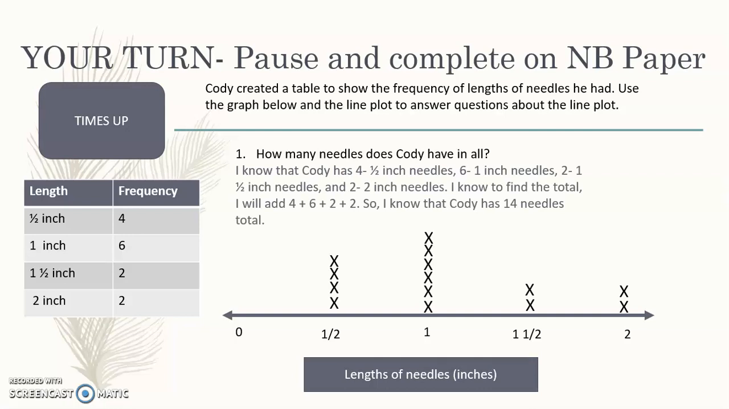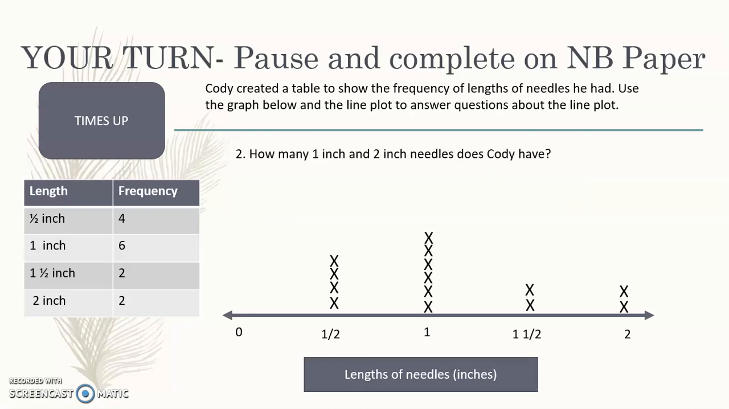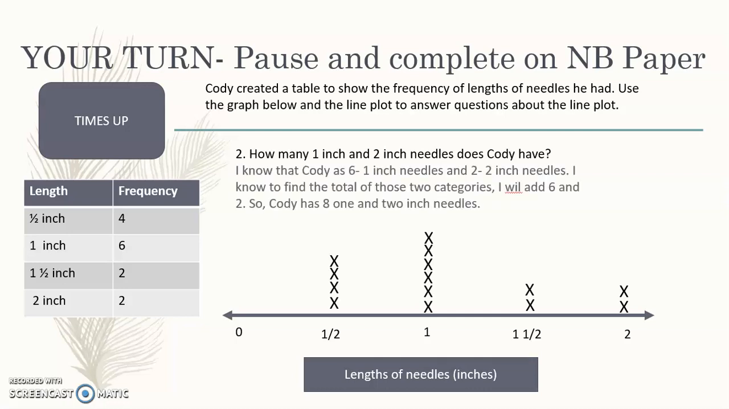I know that Cody has 4 1/2 inch needles, 6 1 inch needles, 2 1.5 inch needles, and 2 2 inch needles. I know to find the total, I will add 4 plus 6 plus 2 plus 2. So I know that Cody has 14 needles total. How many 1 inch and 2 inch needles does Cody have? So I'm going to take those two sections and add them together. I know that Cody has 6 1 inch needles and 2 2 inch needles. I know to find the total of those categories, I will add 6 plus 2. So Cody has 8 1 and 2 inch needles.